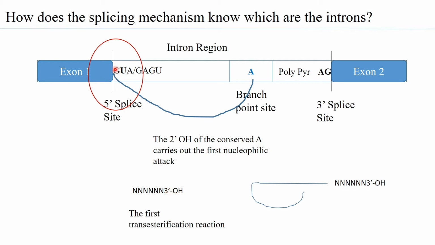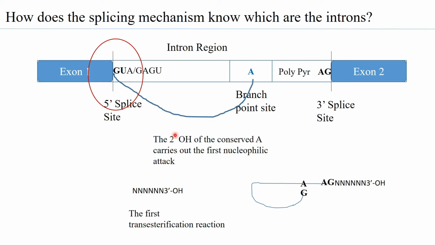That 5' phosphate of the G is now going to be bound to the 2' OH of the A. So what you have over here is a 2'-5' phosphodiester bond formed between the 5' splice site G and the branch point A. So you can see that the G is coming closer to A, or you can say that the A comes closer to G. So the 5' splice site and the A branch point have to come into proximity if the first transesterification reaction has to be carried out.